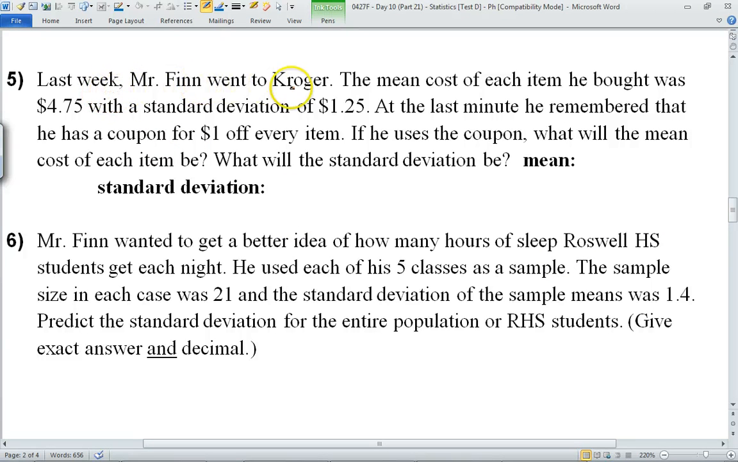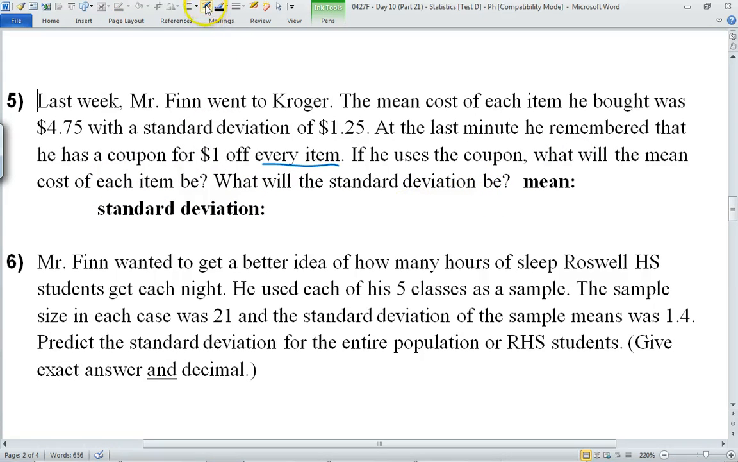Last week, Mr. Finn went to Kroger. The mean cost of each item he bought was $4.75, with a standard deviation of 1.25. At the last minute, he remembered that he has a coupon for $1 off every item. If he uses the coupon, what will the mean cost of each item be? What will the standard deviation be?